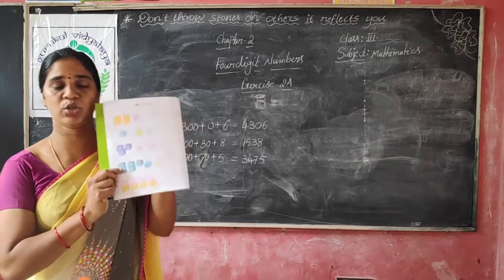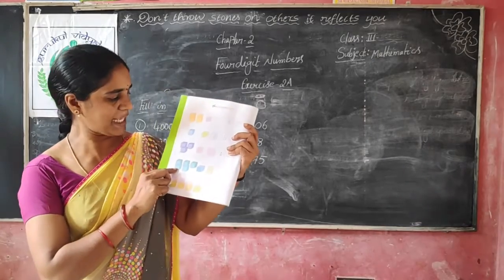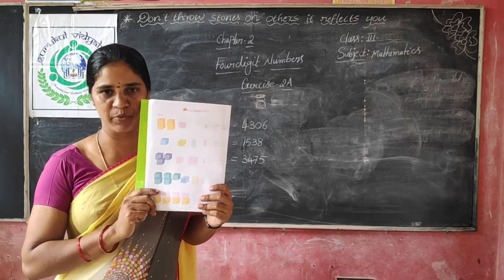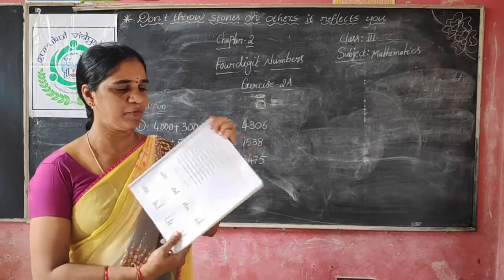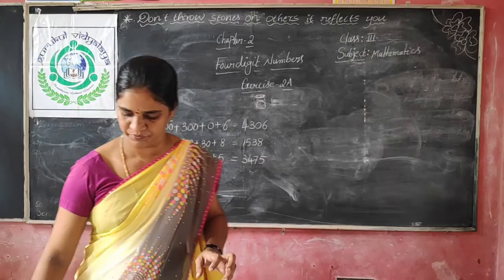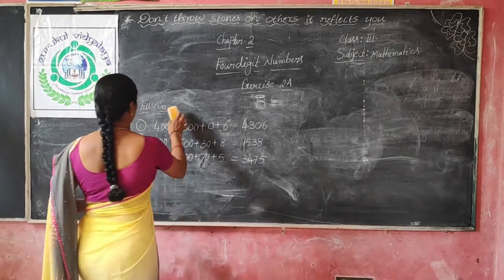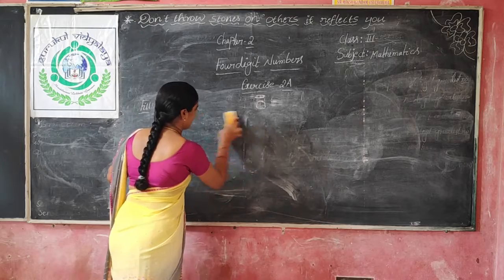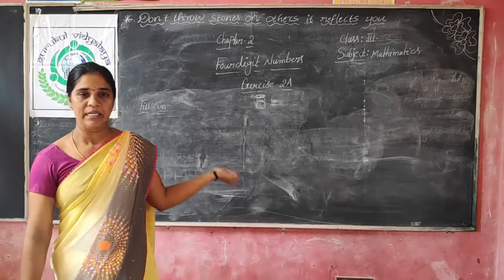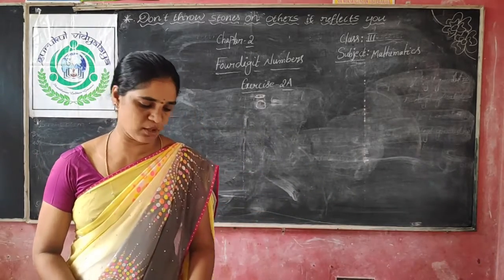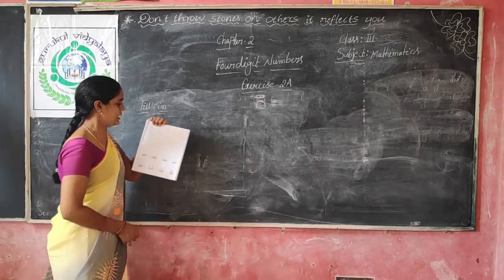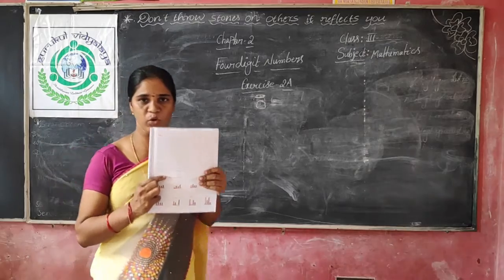Like this, 2 more are there. I explained 3, still 2 are there. You complete them in your textbook only. Next, see, fill in. Now, what I am saying, complete in your CW and textbook also. See, next, the second one, fill in.